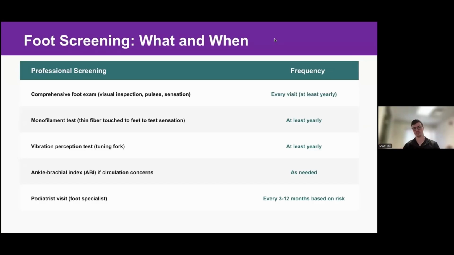I have a very low threshold to send my patients to a podiatrist or a foot expert, specifically patients that I think may have some difficulties keeping up with their nail care or hygiene, just because I don't want something to happen and then we'd have to play catch up at the next visit or something like that.